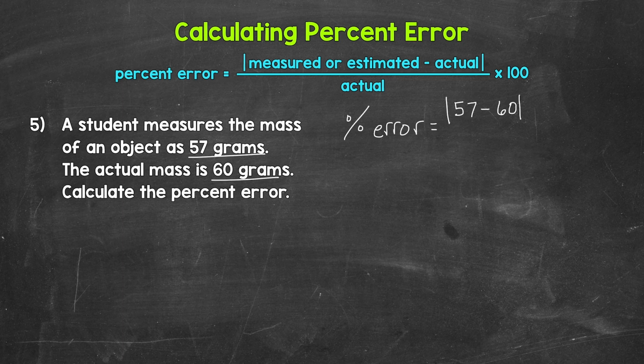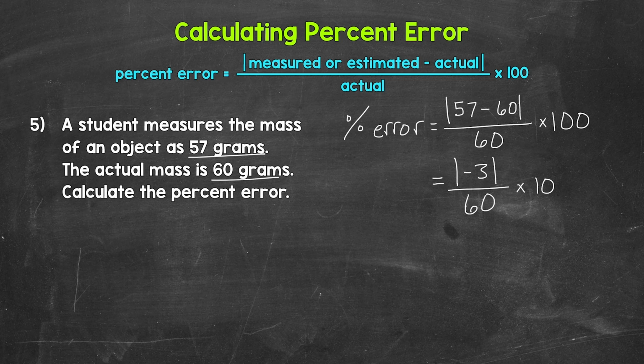And we need to divide that by the actual value, which again is 60. And then we multiply by 100. And now we can work through this, starting with the subtraction. So we have 57 minus 60. That gives us negative 3. And we are dividing that by 60 and multiplying by 100.